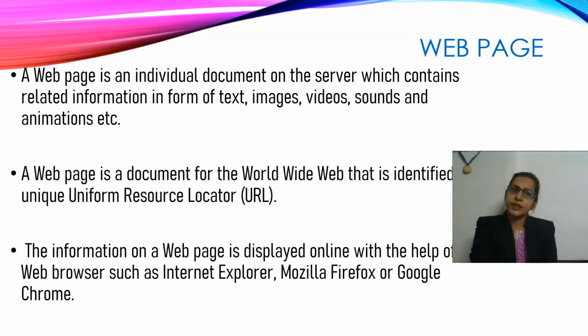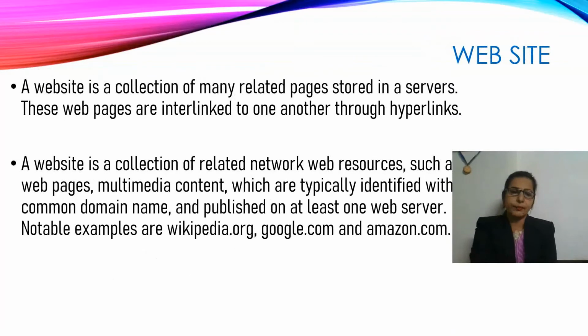Next is, what is a web page? A web page is an individual document on the server which contains related information in the form of text, image, video, sounds, and animations, etc. A web page is a document for the World Wide Web that is identified by a URL, that is, a unique address, uniform resource locator. The information on the web page is displayed online with the help of a web browser. See, web browsers are Internet Explorer, Mozilla Firefox, Google Chrome, etc.